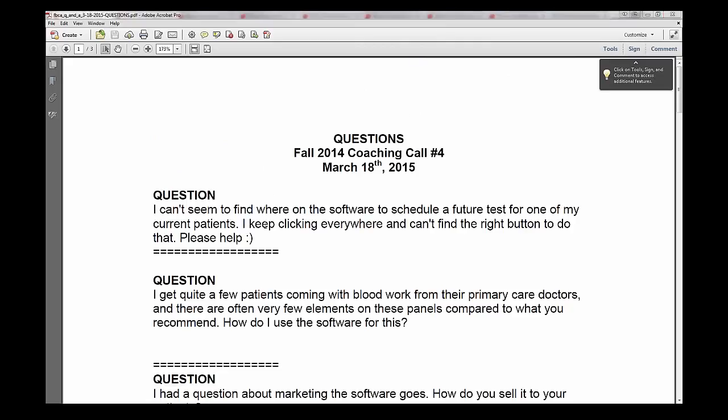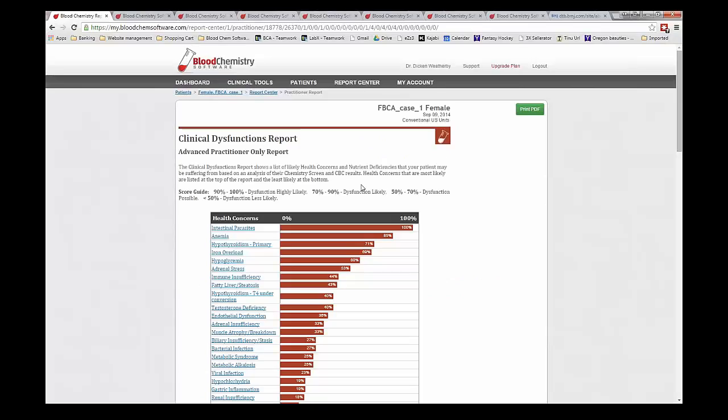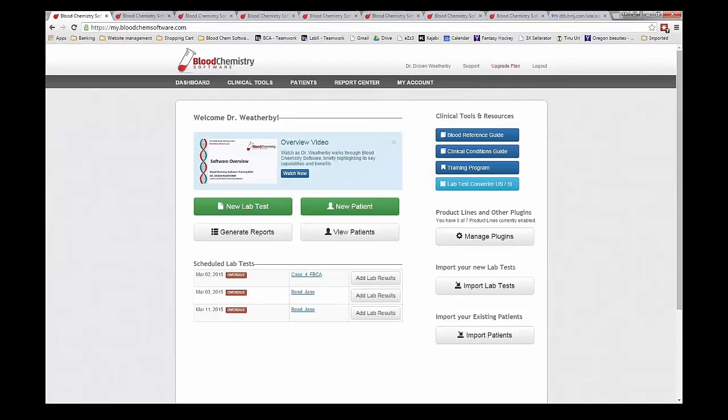I can't seem to find where on the software to schedule a future test for one of my current patients. I keep clicking everywhere and cannot find the right button to do that. Please help. One of the things that we built into the software was this ability to schedule blood tests. Now you ask yourself, why on earth would I want to do that? Well, remember when you see a patient and do a consult and they've given you a blood test, you want to be able to see whether or not there's been change. And the only way to do that is to get another blood test. So we built in a way for you to be able to do that.